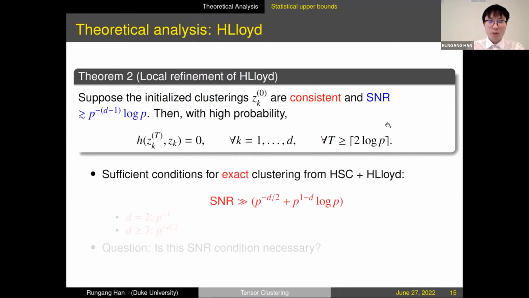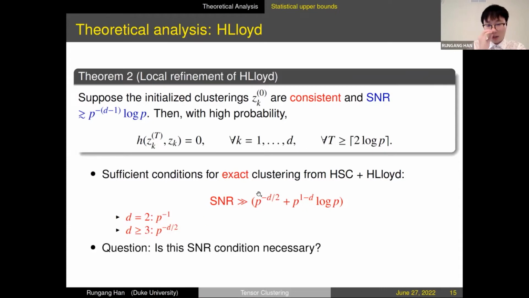Combining these two theorems, we can conclude the sufficient conditions for exact clustering, where we require the SNR to be much larger than p to the power of negative half of d or p to the power of 1 minus d, times log p. If we ignore the log term, when d equals 2, which reduces to the matrix block model, we just need the signal-to-noise ratio to be p inverse. And if d is greater than or equal to 3, we need the signal-to-noise ratio to be p to the power of negative half of d. And this rate is very important, which we will revisit shortly.